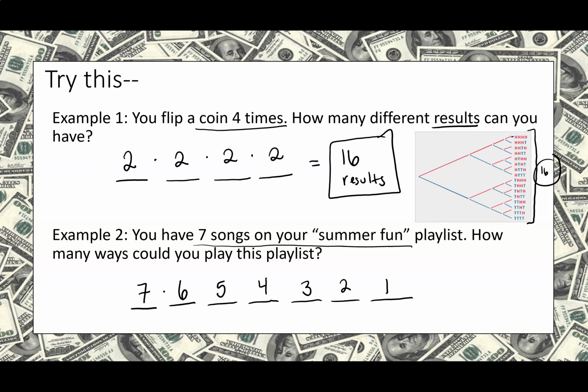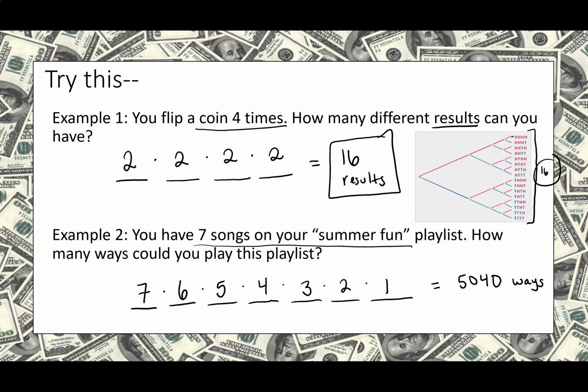And what are we going to do? We're going to multiply all these values. And when I multiply across, I get 5040. So there's 5,040 ways to arrange this playlist.